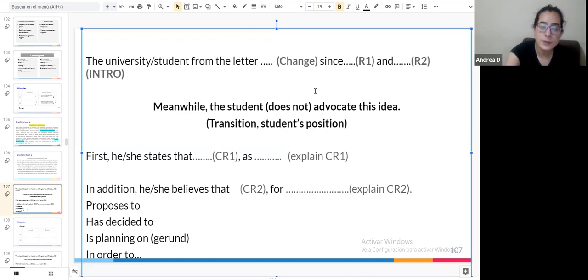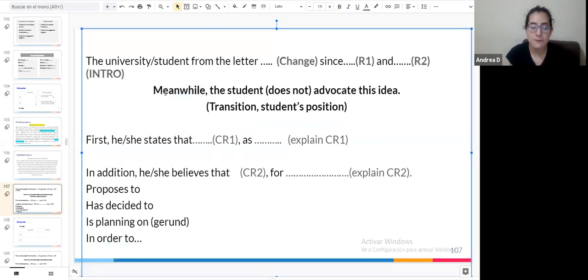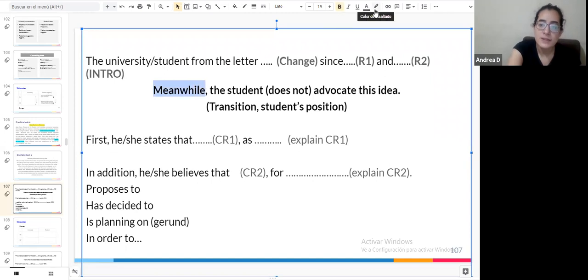Okay, I really like this one, meanwhile, because I think it's quite neutral. You know, it doesn't matter if the student is in favor and against, you can still use this one. But if instead you have something like, however, then that means that the student is against, you know, so you cannot use it if the student is in favor. So meanwhile, it's neutral, it works with everything. That's why I wrote it there, but you can use the one you prefer.